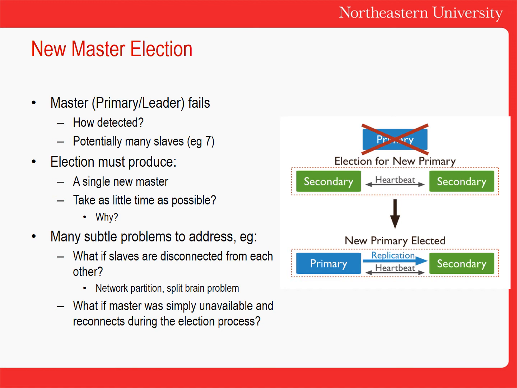So that's the state that we need to reach at the end. But there's many subtle problems in this. So what happens if the slaves are disconnected from each other? This is a network partition. So we might have 7 slaves, but the failure which caused the master to go down also caused 3 of the slaves not to be able to see 4 of the other slaves. So that's really hard. And then what happens if during the election, the 7 slaves are figuring out who should be the new master, the old master reappears because the network failure that made them seem unavailable was simply transient. It was just someone pulled a plug on a connection for some reason, or a device failed and then rebooted and came back. What happens if the master reappears? These are all tricky problems.